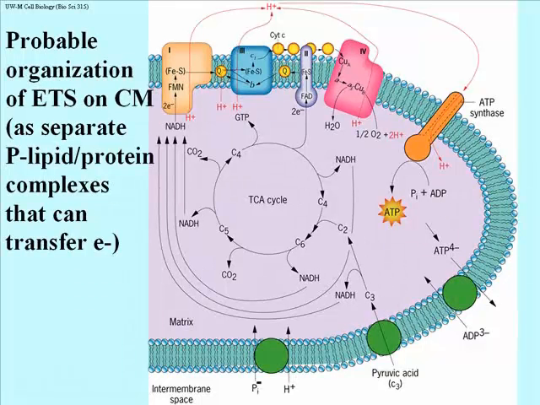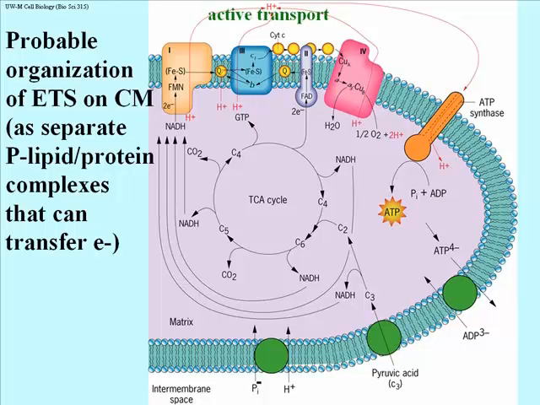Again, these are shown organized so that you can watch the electrons flow, but in reality, they are not organized and held together in any form on the membrane. They have to diffuse and bump into one another in order to take electrons one from another complex.